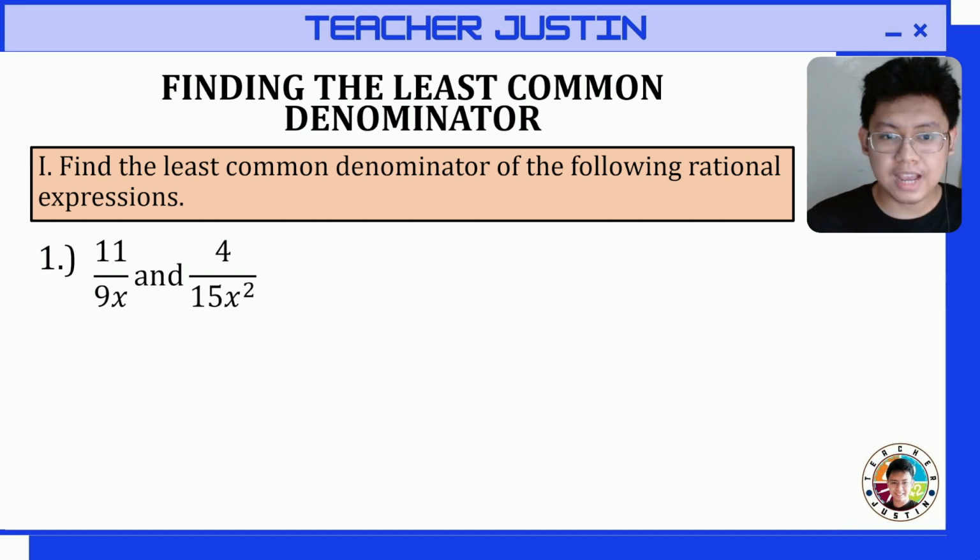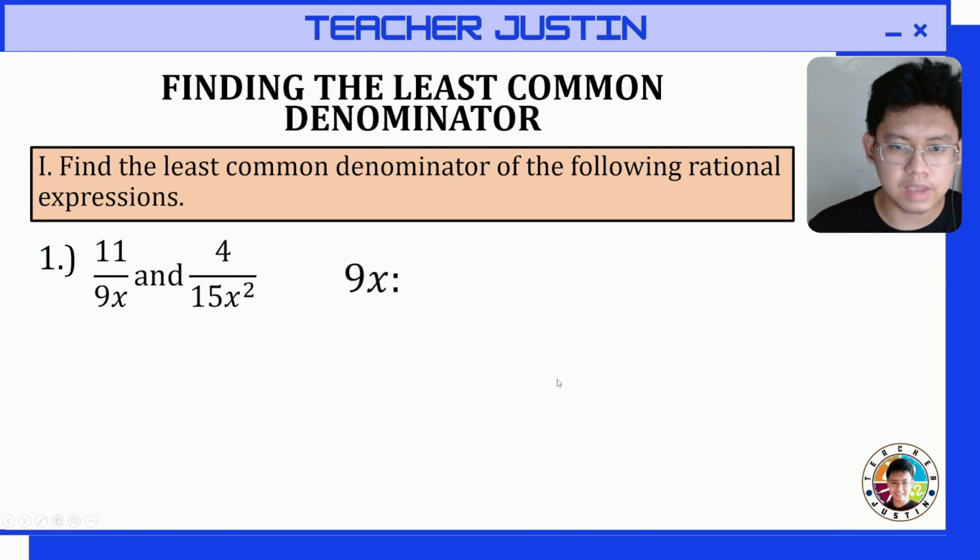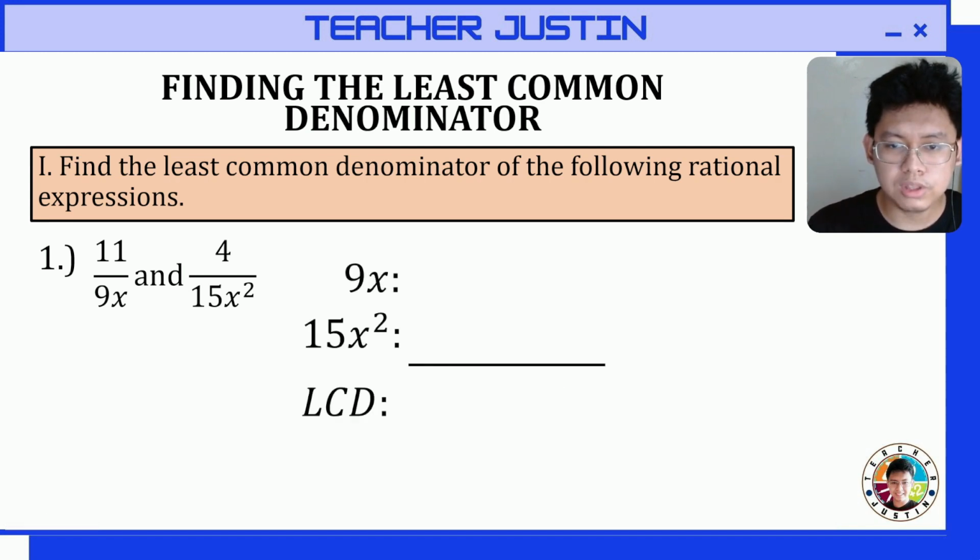So let's have this item. Let's get the least common denominator of these rational expressions. We have 11 over 9x and 4 over 15x squared. So, ang gagawin natin, kukunin natin lahat ng denominator. So, we have 9x and 15x squared. Then, let's get the least common denominator of these two polynomials.